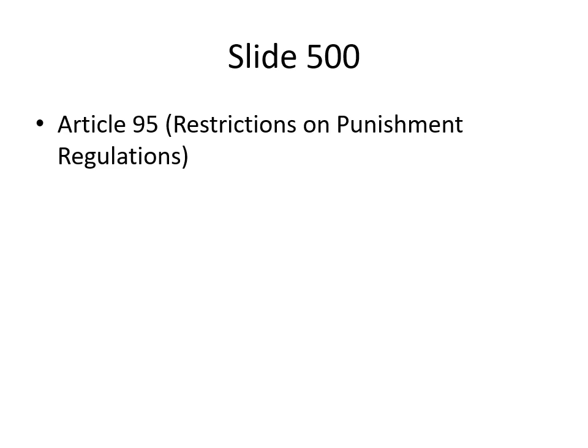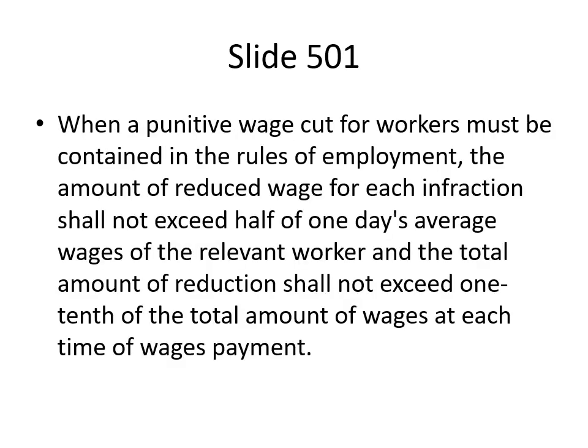Article 95. Restrictions on punishment regulations. When a punitive wage cut for workers must be contained in the rules of employment, the amount of reduced wage for each infraction shall not exceed half of 1 day's average wages of the relevant worker, and the total amount of reduction shall not exceed 1/10 of the total amount of wages at each time of wages payment.